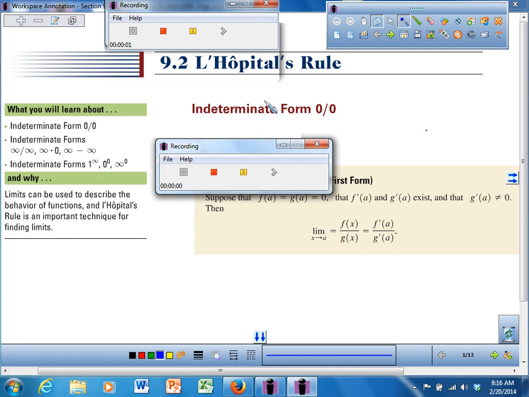Section 9.2, we are ready to begin, is L'Hopital's rule. All right. So, when we take limits, and when you've dealt with limits at the beginning of the year, and let's say you were doing a limit and you came out with 0 over 0, then what would you do?